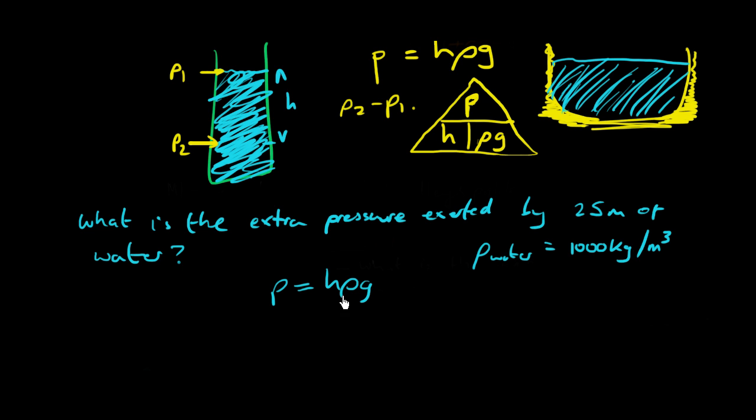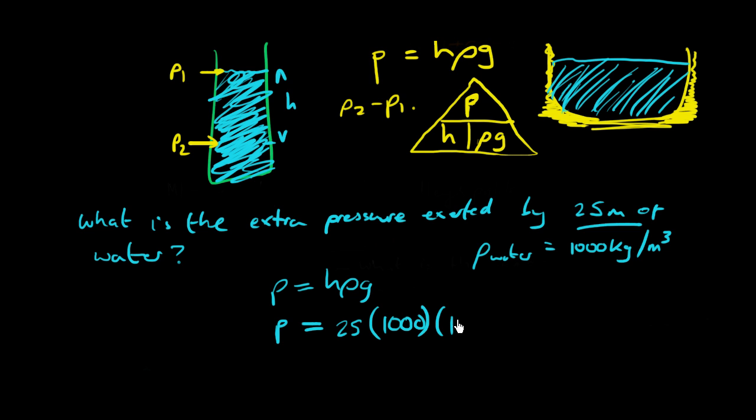And what is H? Well, H is 25 meters. That's the difference in the height between the two places, and G is just always 10. So then the pressure becomes very easy to calculate. The pressure at that depth, so the extra pressure exerted by that amount of water, would be H 25 times rho 1000 times G 10.